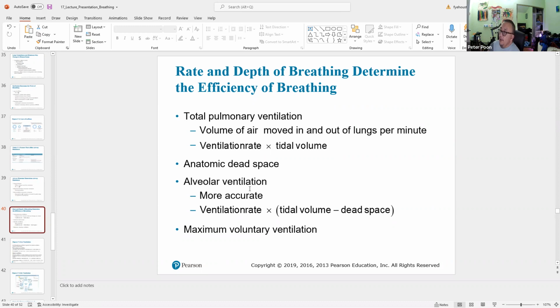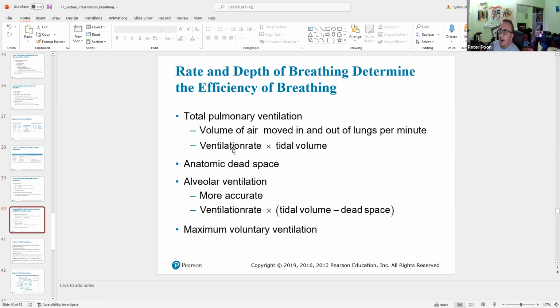And it should be about 12 breaths per minute. Usually you sit still for a minute or a couple of minutes and then you just watch them breathe. But don't tell them you want to count the number of breaths per minute, because they'll start breathing incorrectly. It's kind of weird.